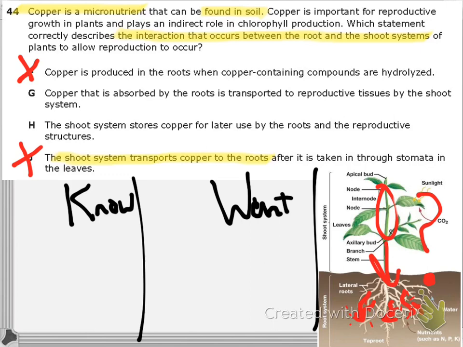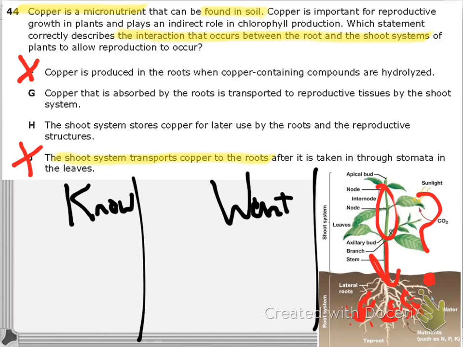Okay, let's look at the next two. Let's look at H. The shoot system stores copper for later use by the roots and the reproductive structure. Let's look to the original question, the last sentence in this whole huge paragraph of words. Which statement correctly describes, and this is what I highlighted because I found it important, the interaction between the root and the shoot system, the relationship between those two systems. Well, the relationship is roots absorb stuff, and then take it to the shoots to get distributed. It's kind of like a little highway system. And we know we're getting copper from the ground, from the roots, because it said it's found in soil.